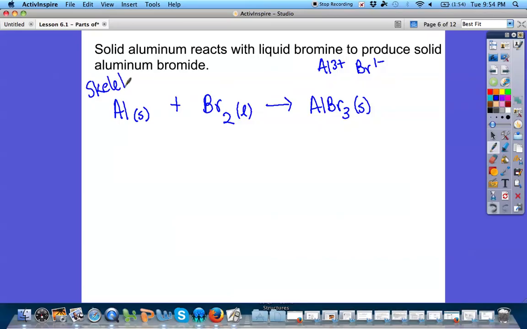If you had trouble going from the word equation to the skeleton equation, you need to review your naming and writing formulas. This is not going away, going from this to this. Come in, see me, get some help.